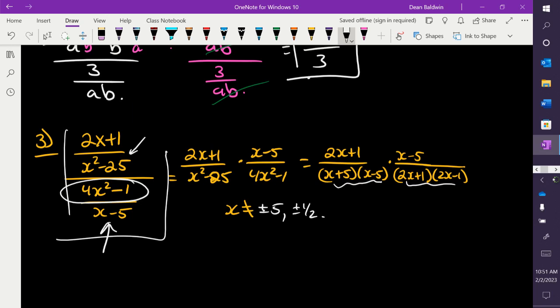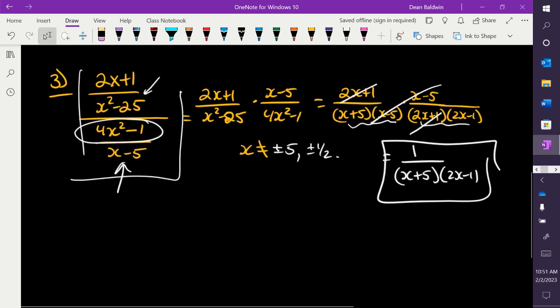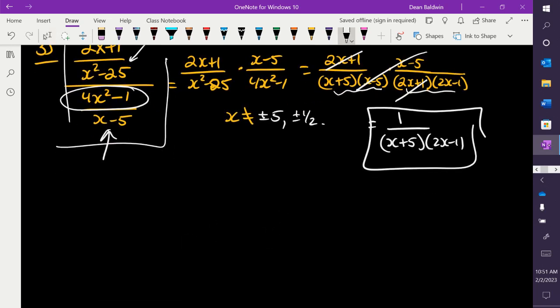So now we can just simplify and cancel. What cancels? If you cancel everything up top, what are you left with? Perfect. That's it. Only got 2 more examples left.